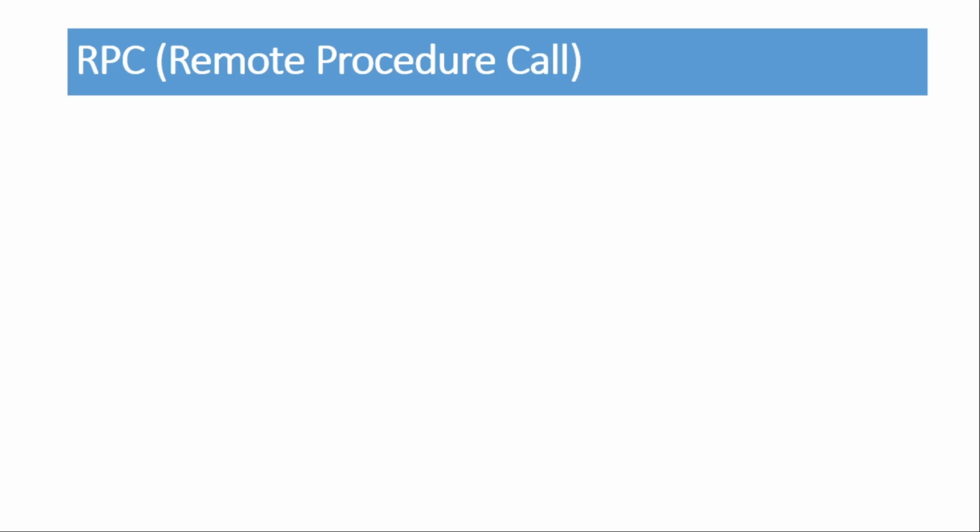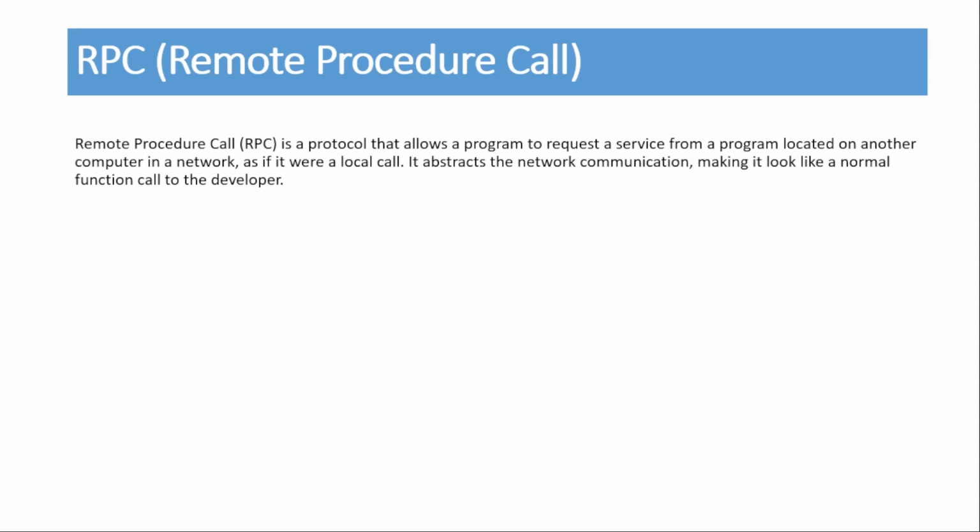Now next is RPC, remote procedure call. What is RPC? RPC is the ability of a client application to execute a subroutine or function on a server. RPC is a protocol that allows a program to request a service from a program located on another computer in a network, as if it were a local call.